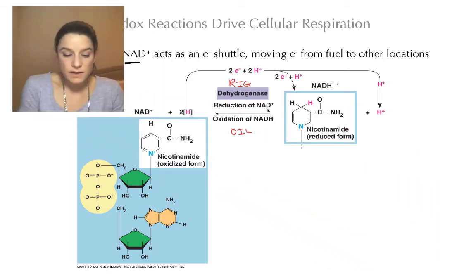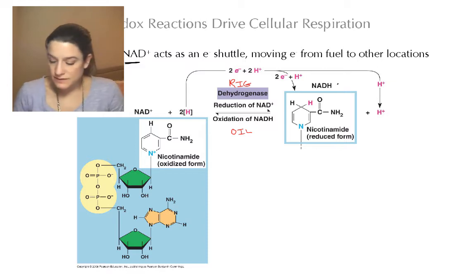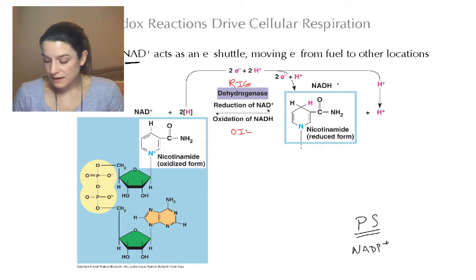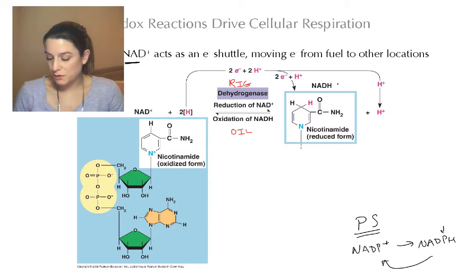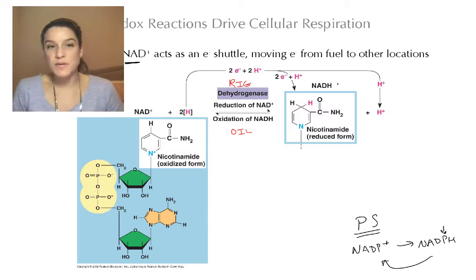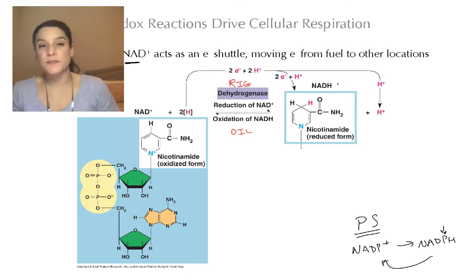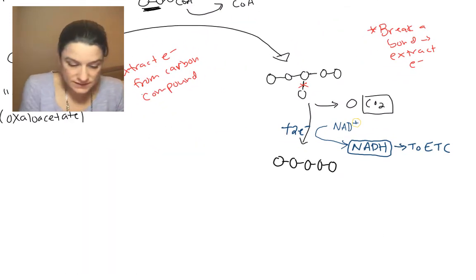Very similar to the NAD. This is a photosynthesis thing. Remember, we have NADP+ and NADPH. So the P just means phosphate group, but you can also think of the P as in the one in photosynthesis. Let's extract some more electrons.